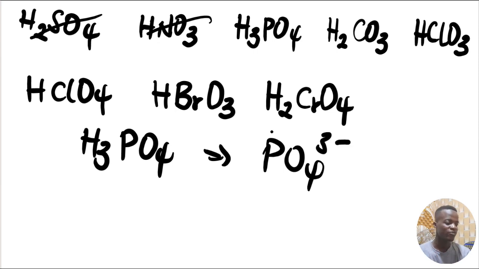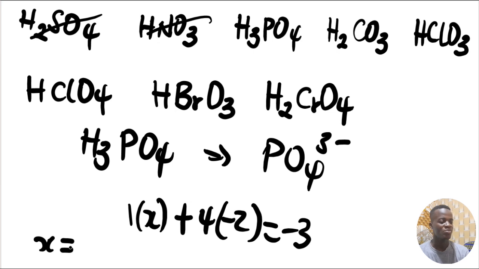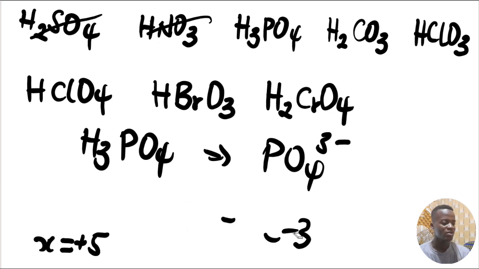Let me just take this time to calculate this one for you. Phosphorus is 1, right? So 1 times X plus 4 times -2 of the oxygen is equal to -3. We have seen how we calculated this in that video that I mentioned to you. So x will be 8 minus 3, that will be 5. So it will be +5, right? That's how to calculate the oxidation of the phosphorus.